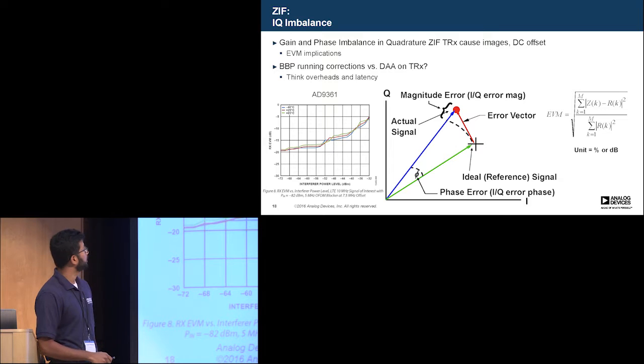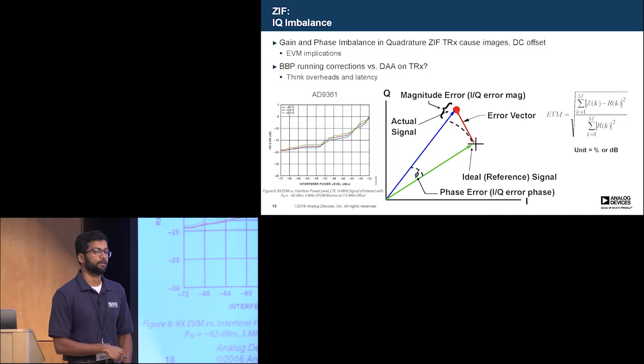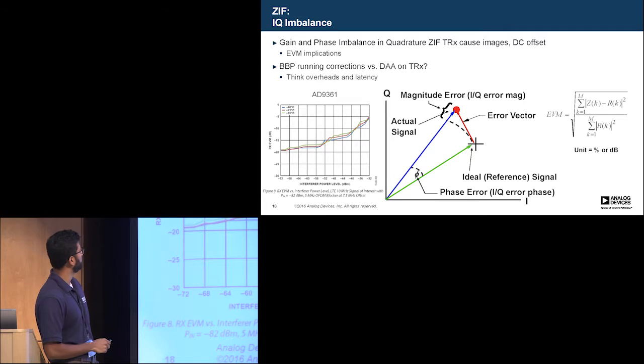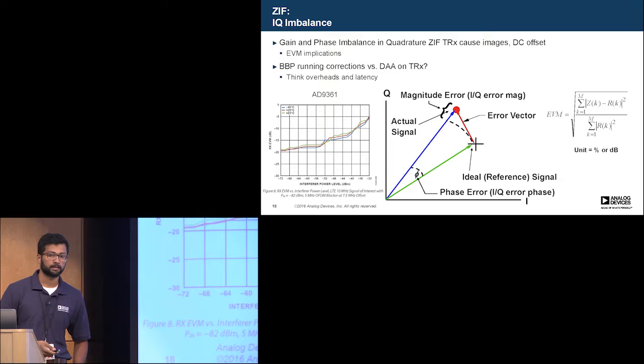To illustrate further, let's say you take the 9361 datasheet and you look at this particular graph, which shows you RX EVM, or receive EVM, over interferer power levels. Obviously, as your interferer power level increases, you have poor EVM, but this lets you decide whether you can use your data appropriately. So like a 20 dB EVM may not be great, but that may be good enough if you have good interference cancellation. So that's something that you would want to consider.